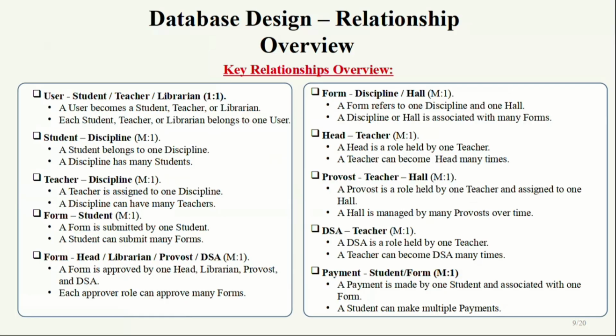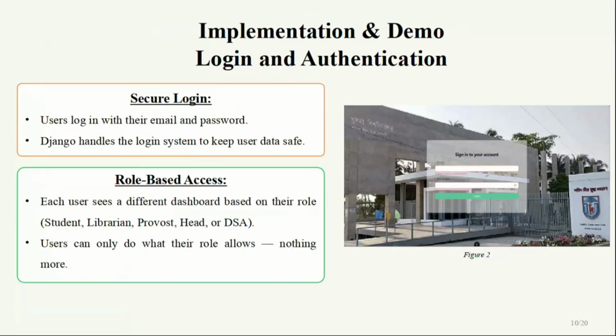A form is submitted by one student and approved by multiple authorities. Payments are tied to a student and their form. Teachers hold roles like head, provost and DSA and are linked to approval stages. This structure provides both flexibility and strict control over the process.